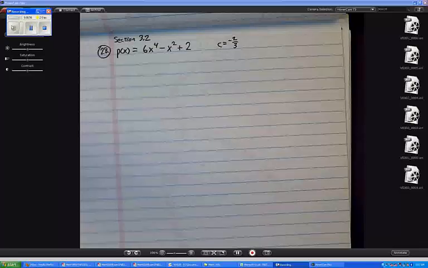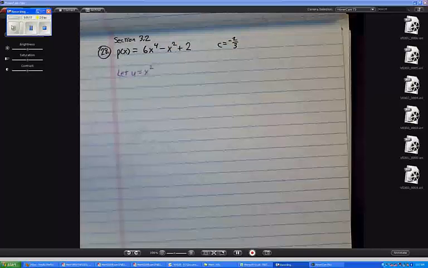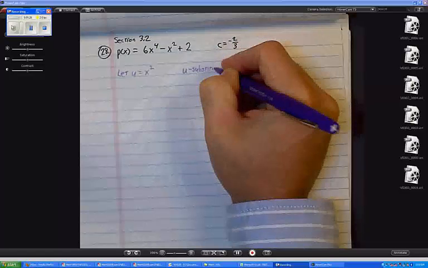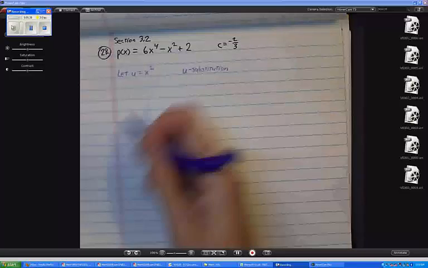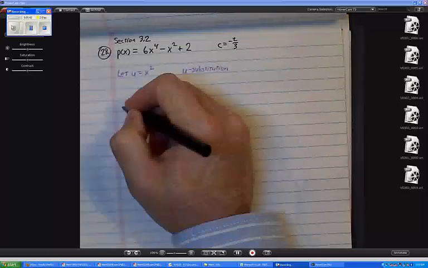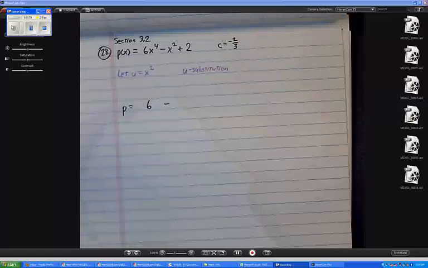By the way, is this a polynomial you guys would know how to factor? No? I'll show you a trick. Let u equal x squared. This is a trick that you'll learn about both in this class and in others. It's called u substitution. You make a substitution to make the problem easier to look at. Okay? So if I do that, now I can write the polynomial is actually 6 times, well, I'll get to that in a second, minus u plus 2.